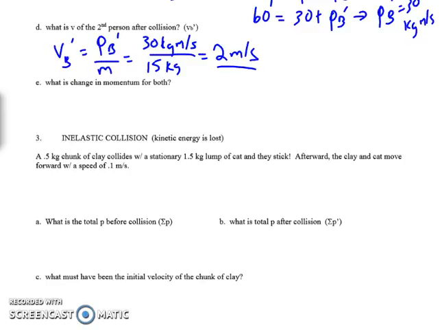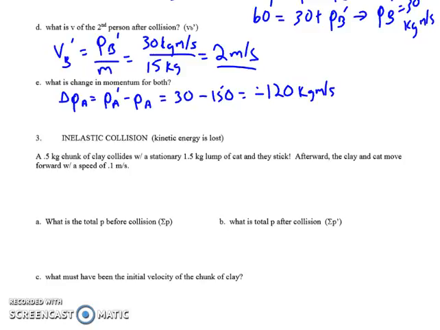So just to verify we've done things right, let's calculate the change in momentum for both. Okay, so let's do change in momentum for A, which is PA prime minus PA, the final minus initial. So PA prime, if we go back and look, was 30 kilogram meters per second, and the initial was 150, so 30 minus 150 is negative 120. So it lost 120 kilogram meters per second. So the law of conservation of momentum tells us that B should have gained 120, and let's check that out.